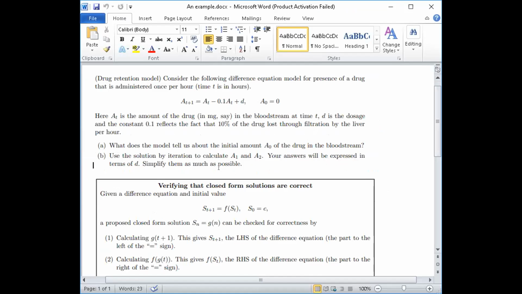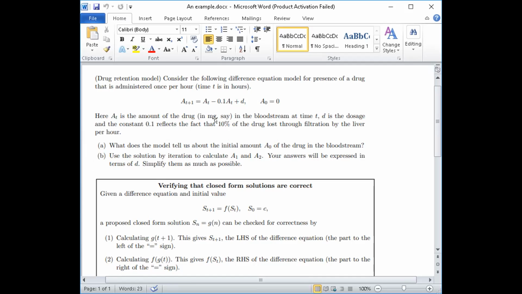All right, read this out. So consider the following difference equation model for the percent of a drug that is administered once per hour. Yeah, time is in hours. So let's say you are getting a shot. Every hour you are getting a shot.